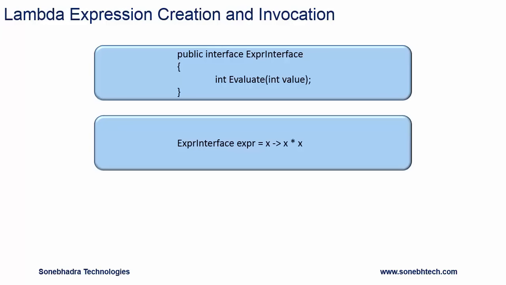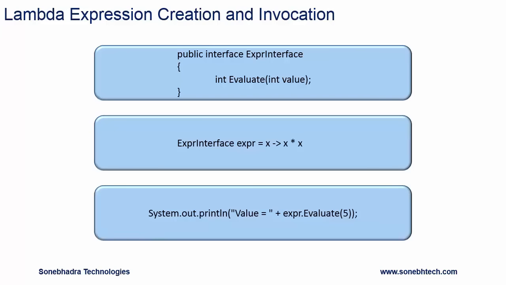Step 2. Create the lambda expression and assign it to an interface variable. So here we have created a small lambda expression, x arrow operator x into x, and assigned it to the interface variable expr. Here x is the parameter and x into x is the expression. The compiler will know the type of parameter and return type by context. Step 3. Use the interface variable and method to invoke the lambda expression. So here we are using expr and method evaluate to invoke the lambda expression.